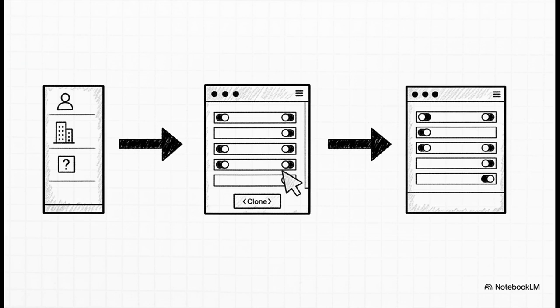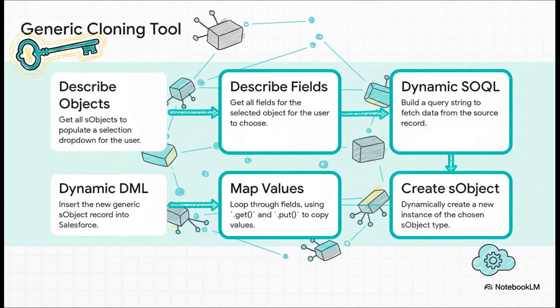Your admin wants a single, simple component where a user can pick any object in the org, account, opportunity, you name it, even a custom object made yesterday, choose a record, check a few boxes for the fields they want to copy, and just click clone. You can't build that with static code. It's impossible. So here's the recipe.